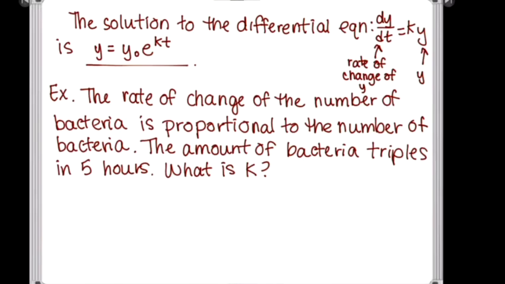Okay, so first example, the rate of change of the number of bacteria is proportional to the number of bacteria. So instantly when you hear those words, the rate of change of something is proportional to something, you should think, oh, y equals you only enter Korea twice. So it says the amount of bacteria triples in 5 hours. What is k?